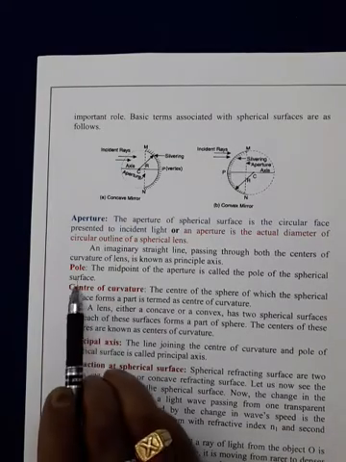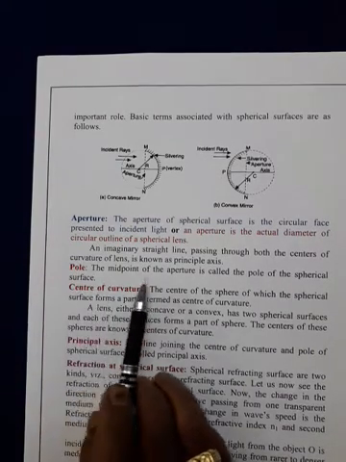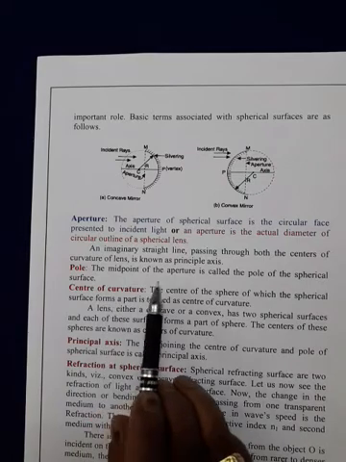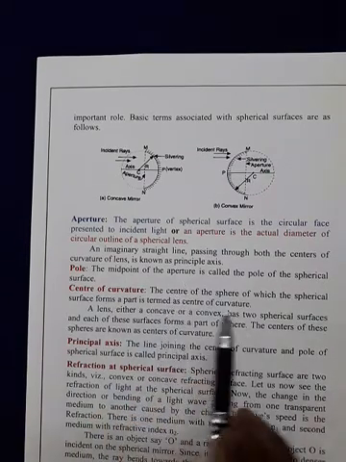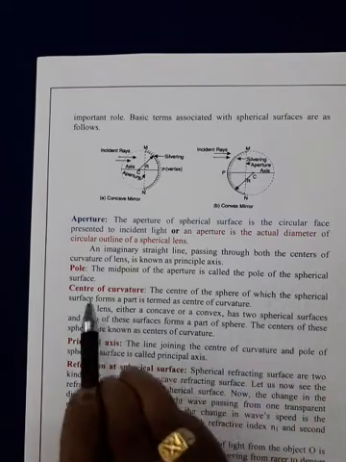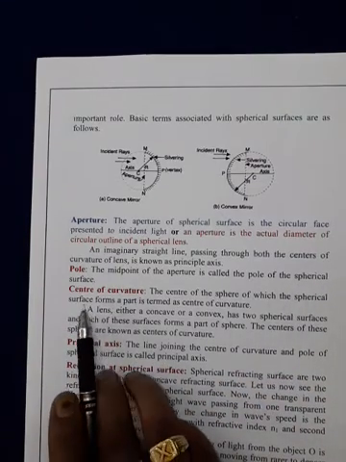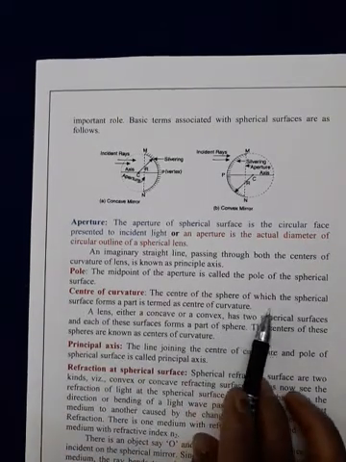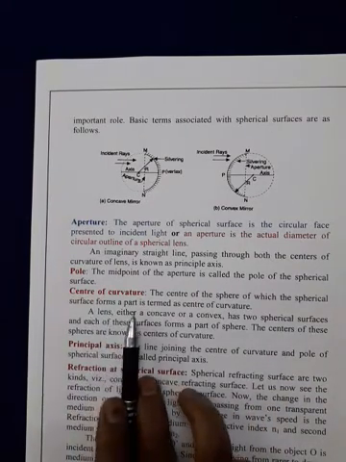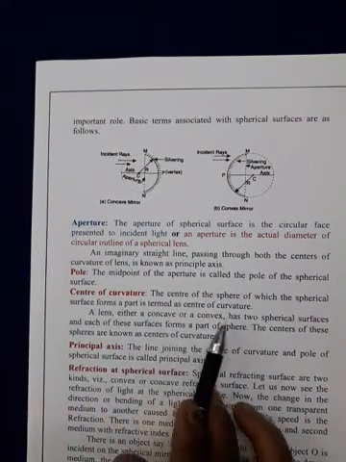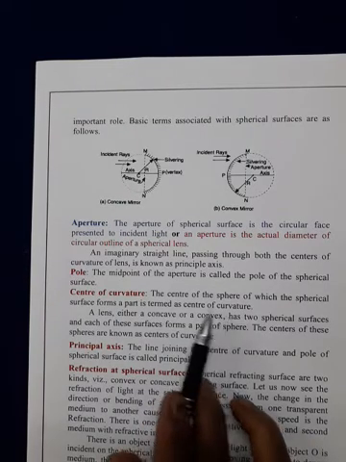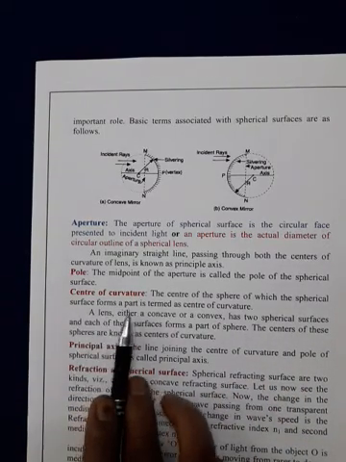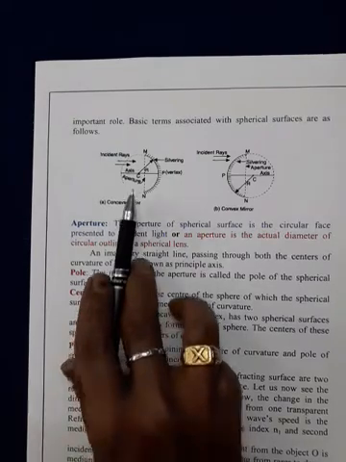Second one, we can go for the pole. The midpoint of the aperture is called the pole of the spherical surface. Next one you have to remember: center of curvature. The center of the sphere of which the spherical surface forms a part is termed the center of curvature. Here you can see this C.